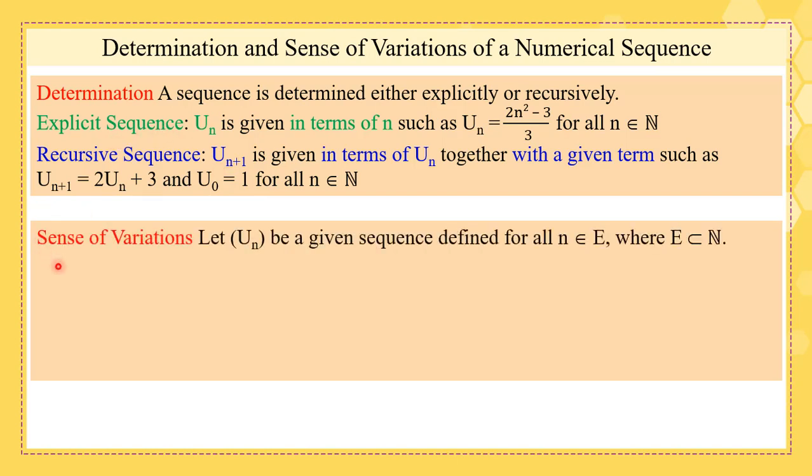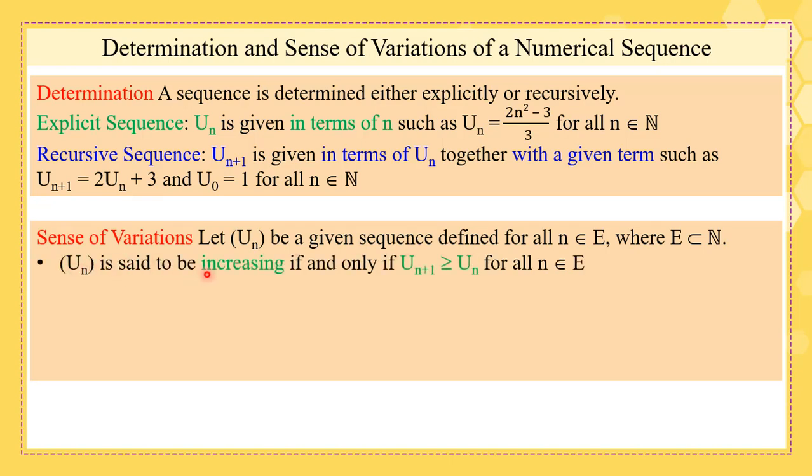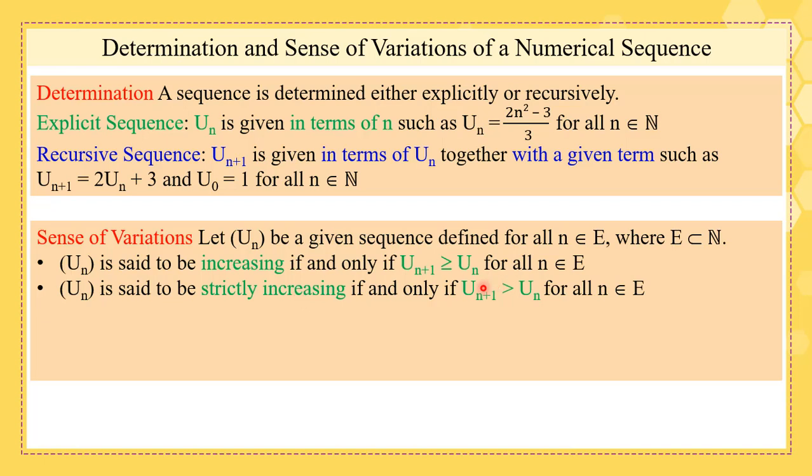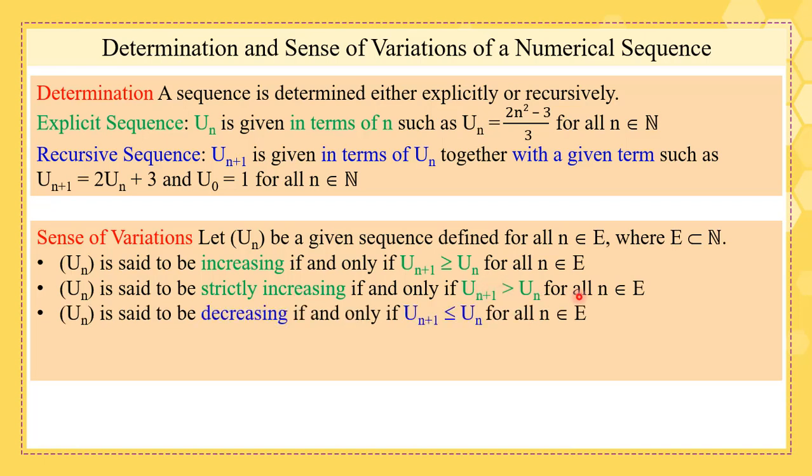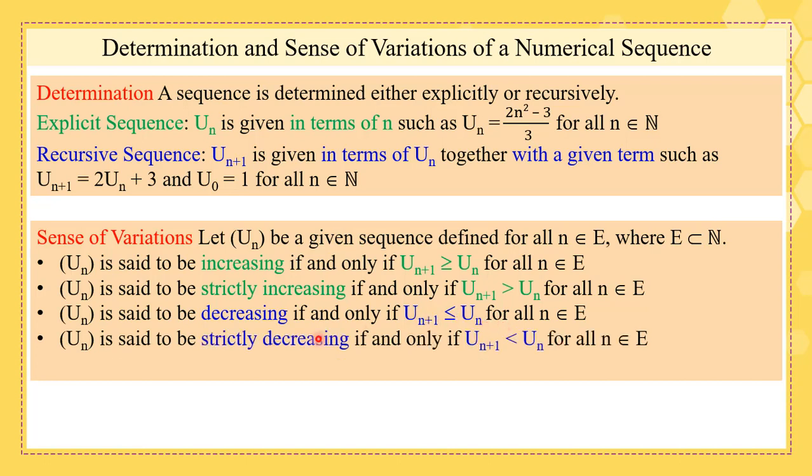Now, how do we find the sense of variations of a sequence? The sequence Un is said to be increasing if and only if Un plus 1 is greater than or equal to Un, and it's strictly increasing if Un plus 1 is greater than Un, and it's decreasing if Un plus 1 is smaller than or equal to Un, and it's strictly decreasing if Un plus 1 is less than Un, and it's constant if Un plus 1 is equal to Un. So increasing or strictly increasing are related to greater, decreasing and strictly decreasing are related to smaller.